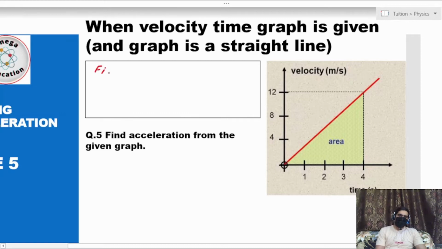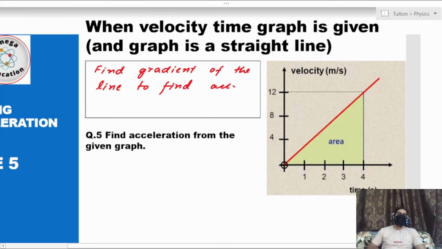So find gradient of the line, straight line, to find acceleration. Once again, applicable for velocity time graph or speed time graph. Velocity and speed in that context is just the same thing because we assume that the object travels in a straight line.